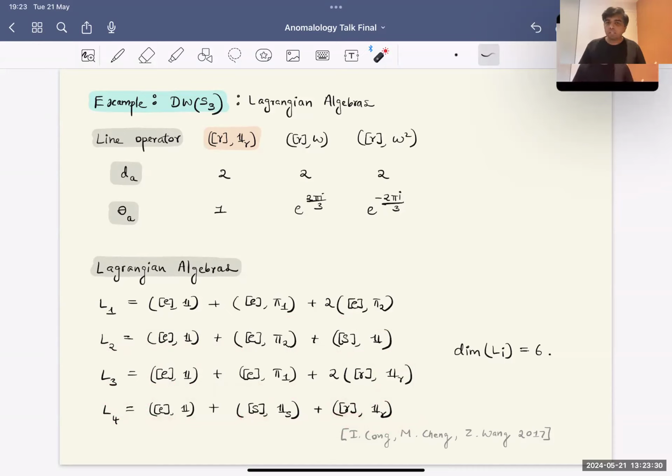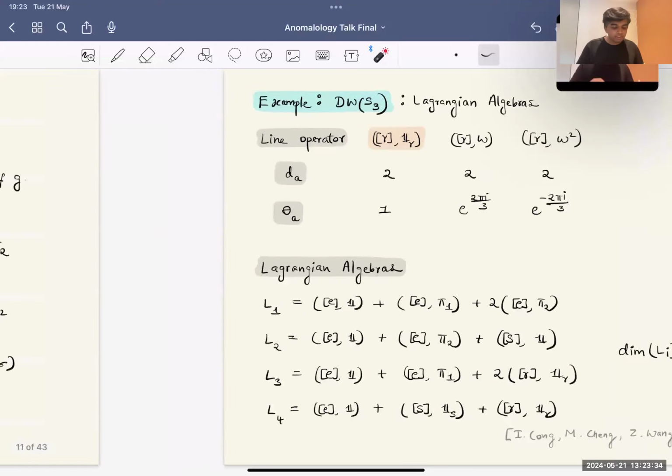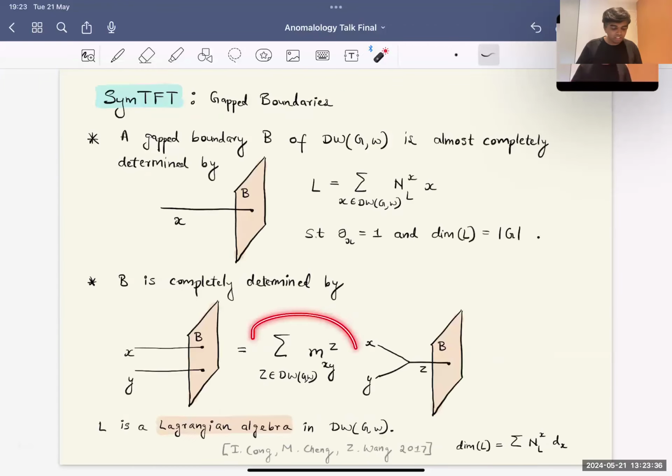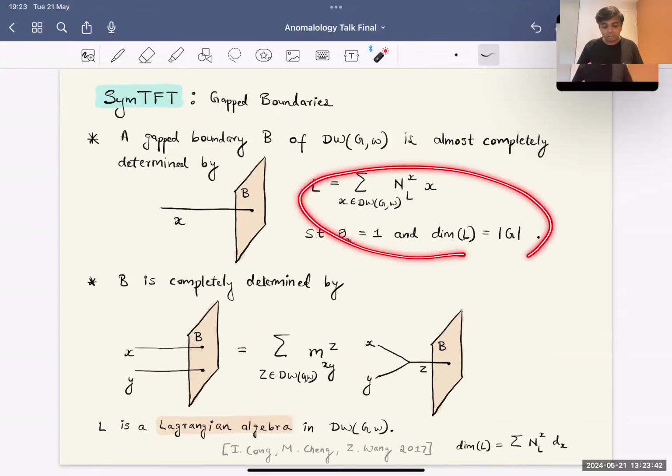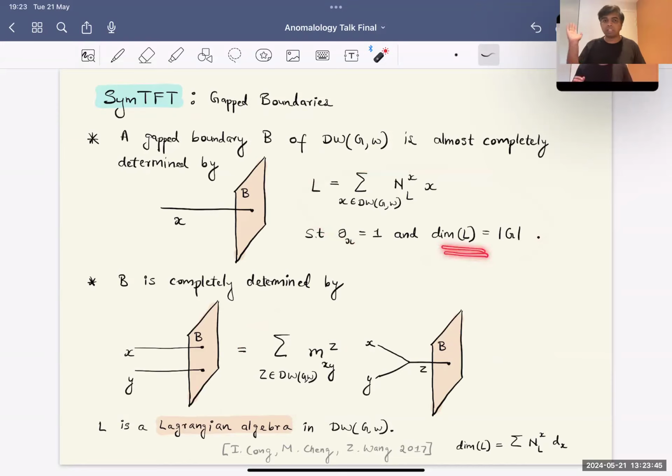So we have these 4 Lagrangian algebras, and as I said, actually one has to solve for these multiplications that I mentioned here to actually show that these are Lagrangian algebras, to completely fix everything. You can check that these conditions are all satisfied, like the dimension of any Lagrangian algebra that I mentioned is equal to the size of the group, which is 6.